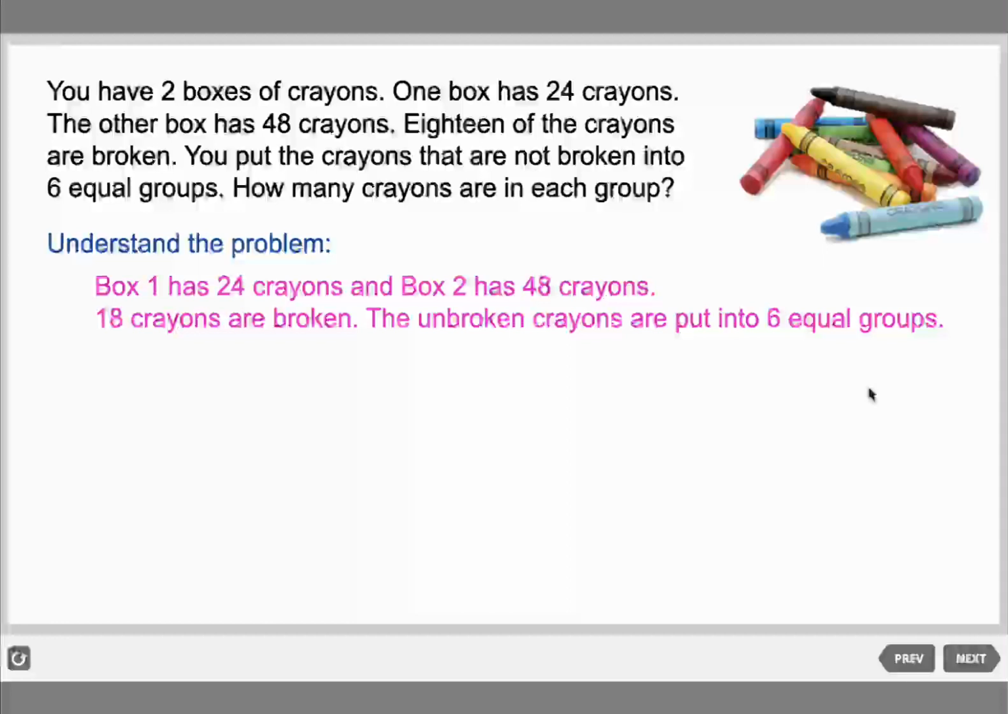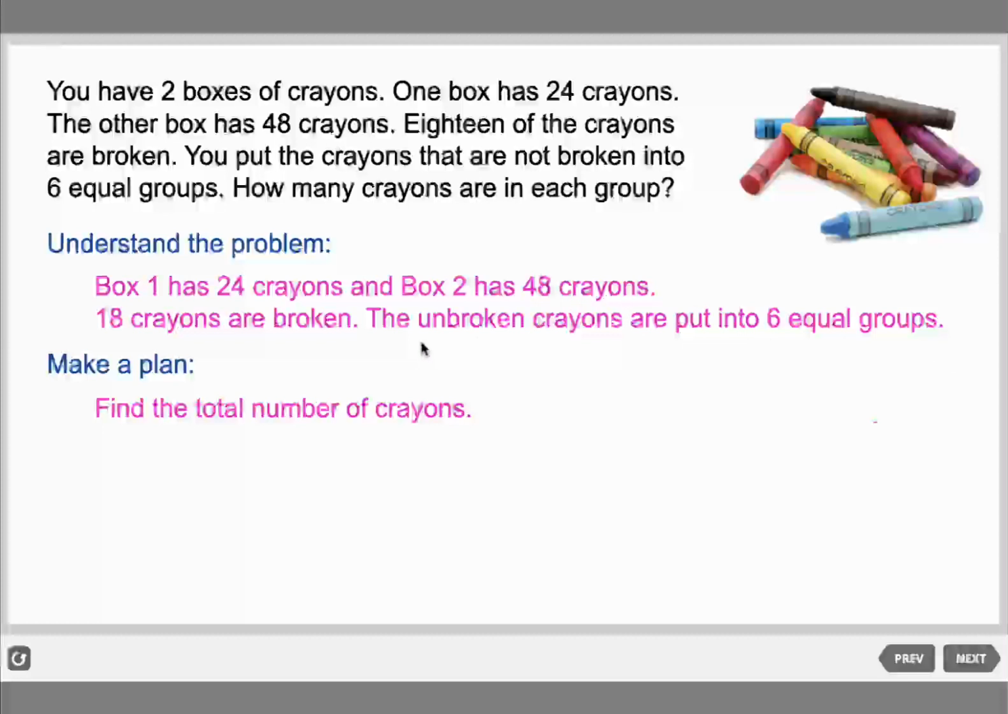Let's make a plan to find how many crayons are in each group. What do you think we should do first? We need to find the total number of crayons, right? We have 24 crayons and 48 crayons in the other box. Then what should we do? You have 18 broken crayons. We need to remove them because you will put the unbroken crayons into 6 equal groups.